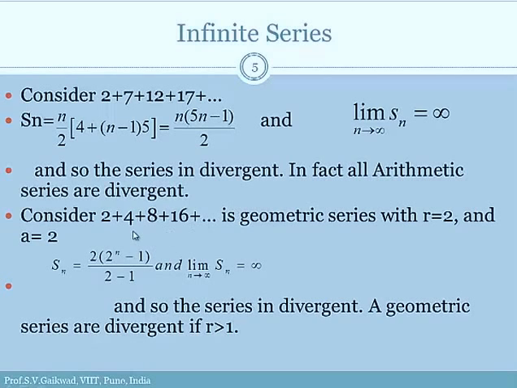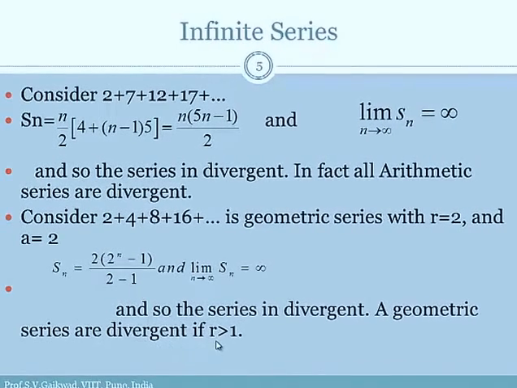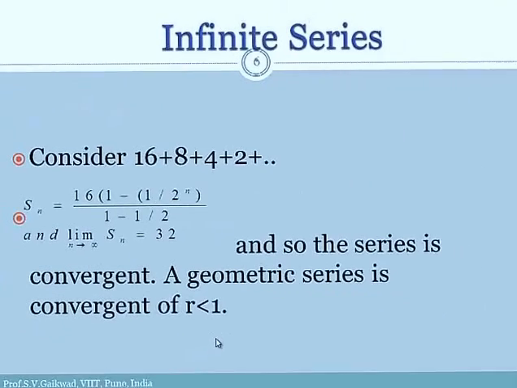Now consider the geometric series 2 plus 4 plus 8 plus 16. This is a geometric series with ratio 2 and first term also 2. This is the formula for Sn. This is the sum we are getting, A into 2 raised to n minus 1 upon 2 minus 1, and as n tends to infinity, 2 raised to n tends to infinity, and so Sn also tends to infinity. This series is divergent. In general, a geometric series is divergent if the ratio is greater than 1.